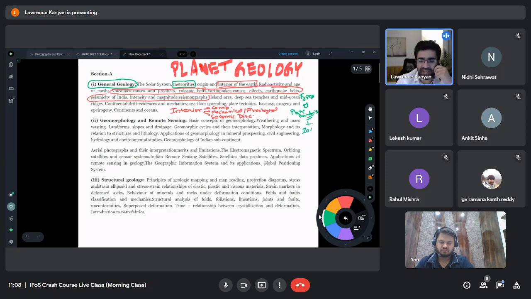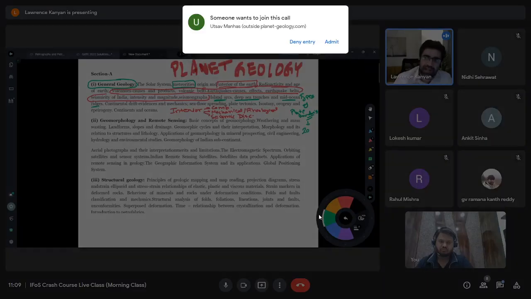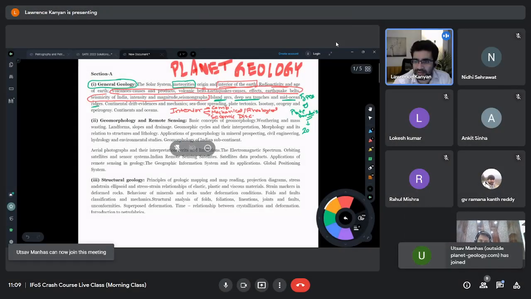If they're not asking this in 20 marks, they can ask you about island arcs, deep sea trenches, or mid-oceanic ridges individually, and that will be a 10 mark question. Sometimes they ask you to differentiate between island arc and volcanic arc. That question has come in the past. Those kinds of questions are usually 10 marks. But if they ask about types of plate boundaries, it will be a 20 mark question.